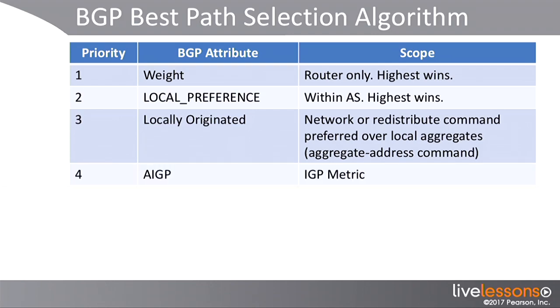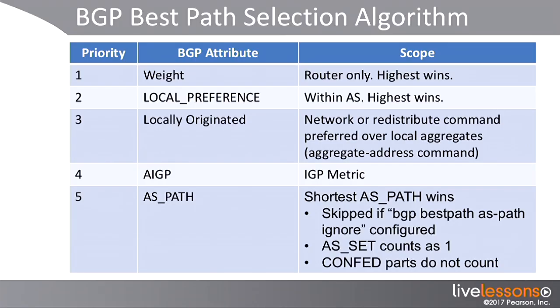AIGP. Remember, the older path selection process or older path selection algorithm does not have AIGP as part of it. The AIGP was introduced in the path selection algorithm later. AIGP uses or has the scope of the IGP metric. You can use the IGP metric towards the next hop to be added as a metric and influence the best path selection algorithm. Whichever has the better metric, that path will be selected as the best path.